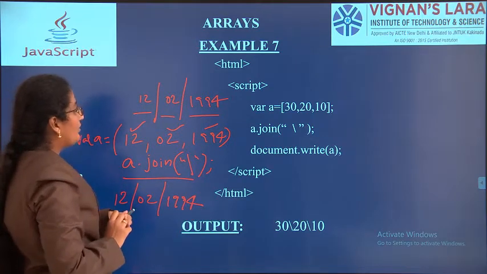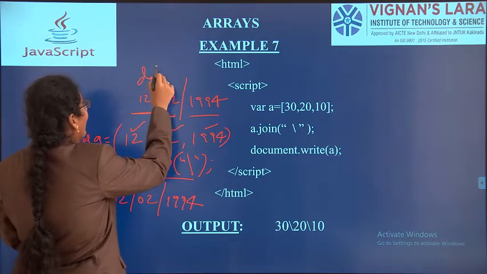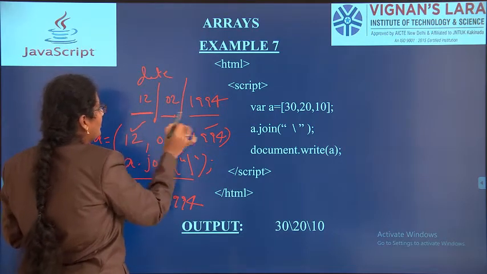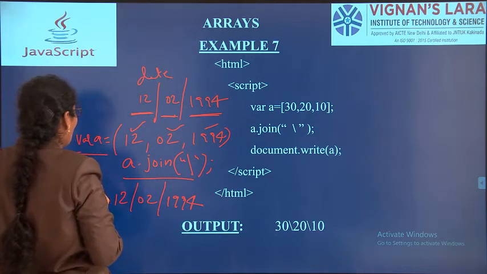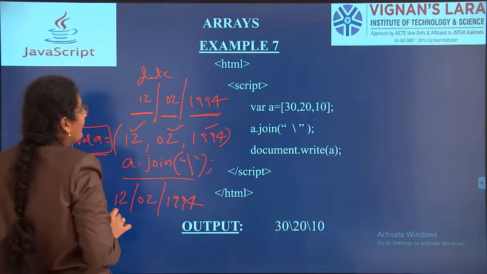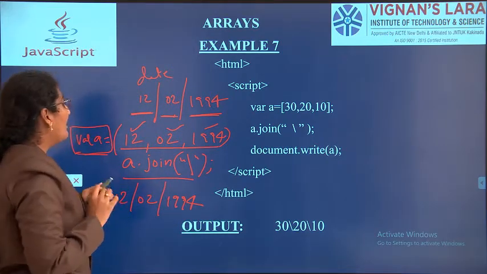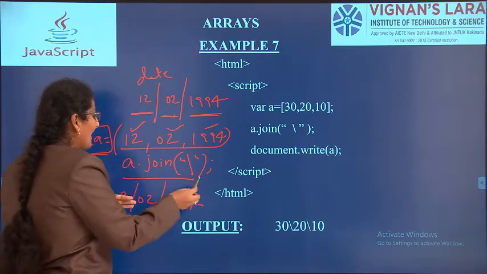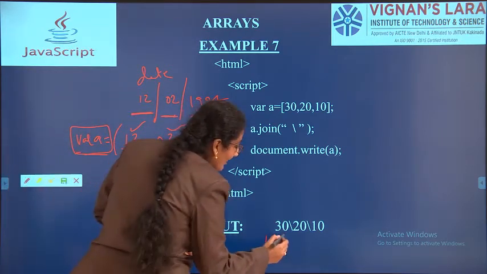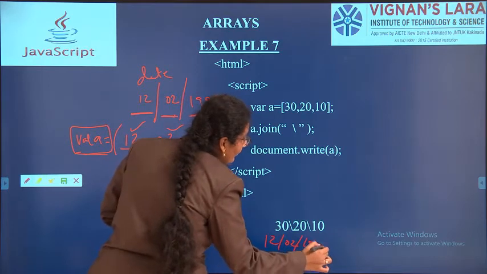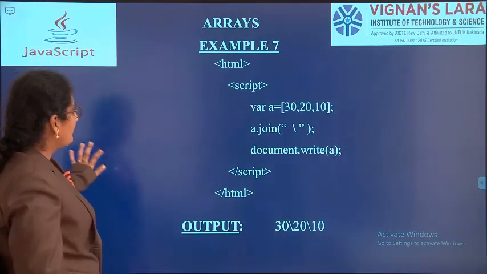So what did you want? You wanted to print this date as output. So you have taken the array A, created the array, and passed the elements as 12, 2, 1994. Now you are joining these elements with the help of slash. So output will be 12/2/1994. Like this also you can do using the join method.